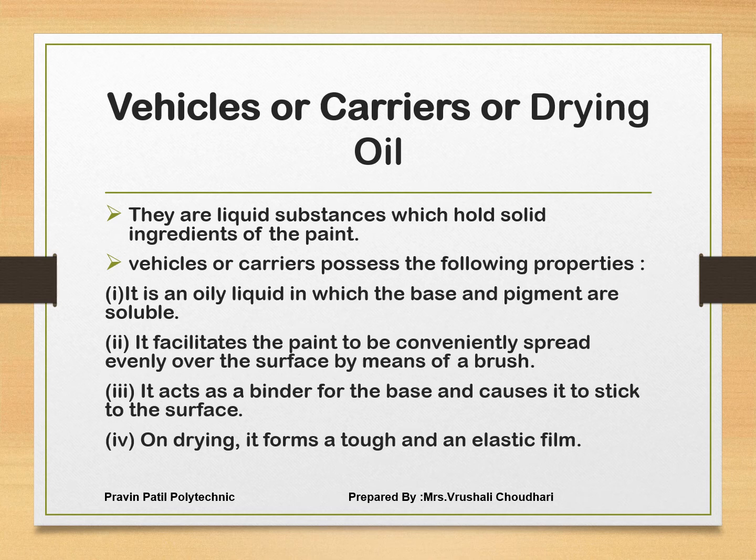It should be sprayed evenly over the surface by using a brush. It acts as a binder for the base and sticks to the surface. On drying, it forms a tough and elastic film. So pigments, if we spray them evenly on the surface, are not going to stick to the surface. So carrier vehicles, drying oil, are going to stick to the surface by holding the pigment together.